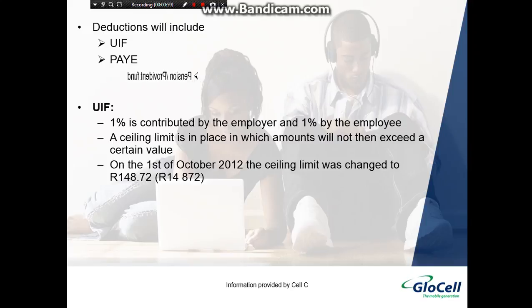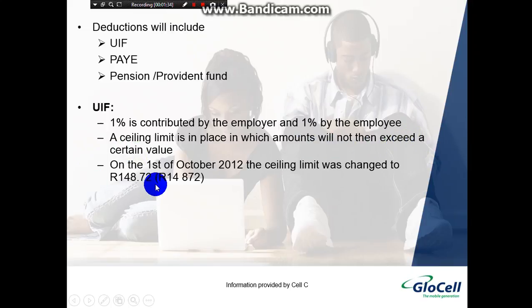Deductions would include Unemployment Insurance Fund, UIF, your tax, in this case PAYE. You could either have a pension or a provident fund, so you can be contributing towards a pension or provident fund. With regard to UIF, note that a percentage is contributed by an employer and a percentage by the employee. There is a ceiling limit in place in which amounts will not exceed a certain value.